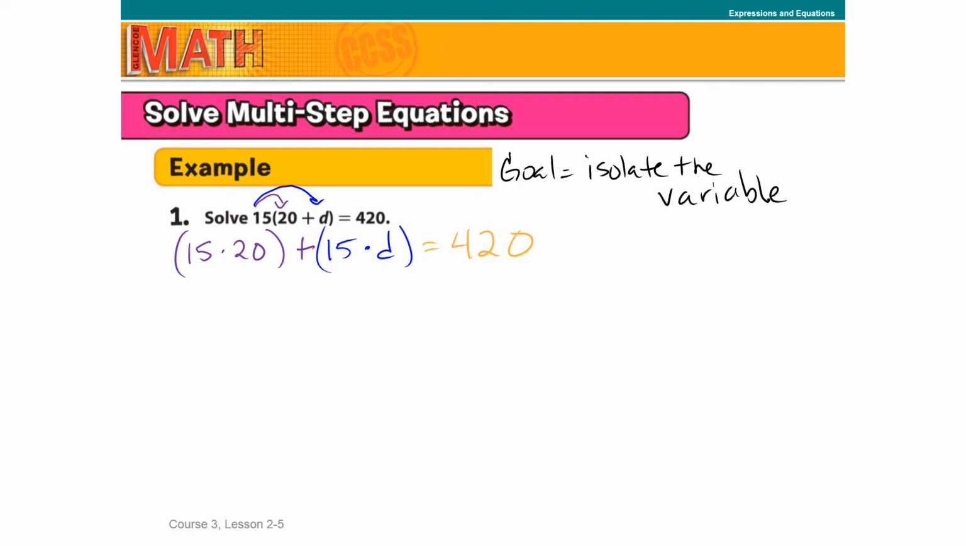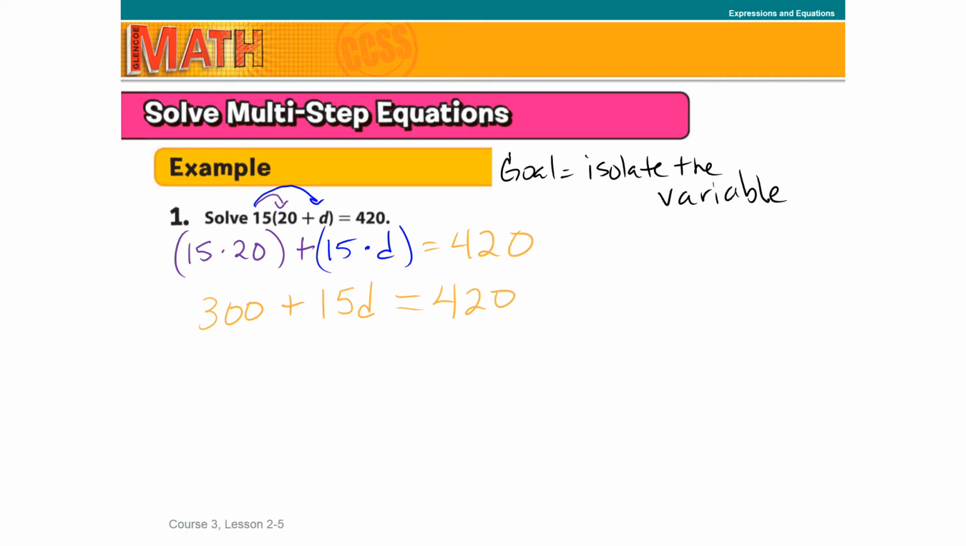So let's simplify. We're going to start with the 15 times 20. I'm using my calculator right now to figure 15 times 20. And that is 300, plus 15 times d, 15d, equal to 420.